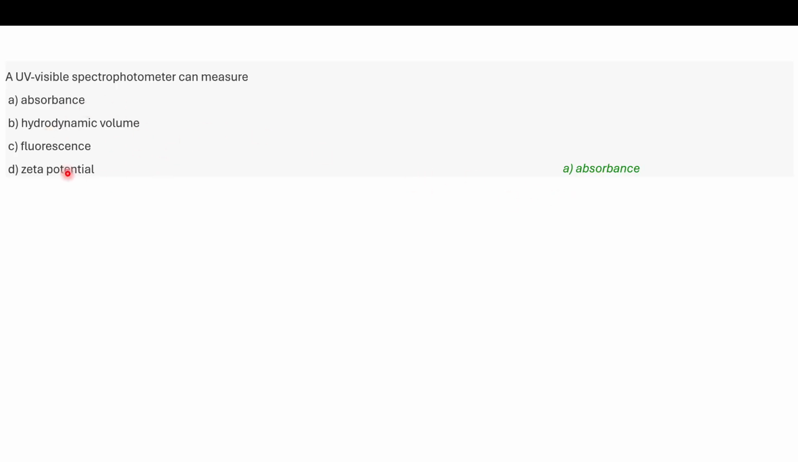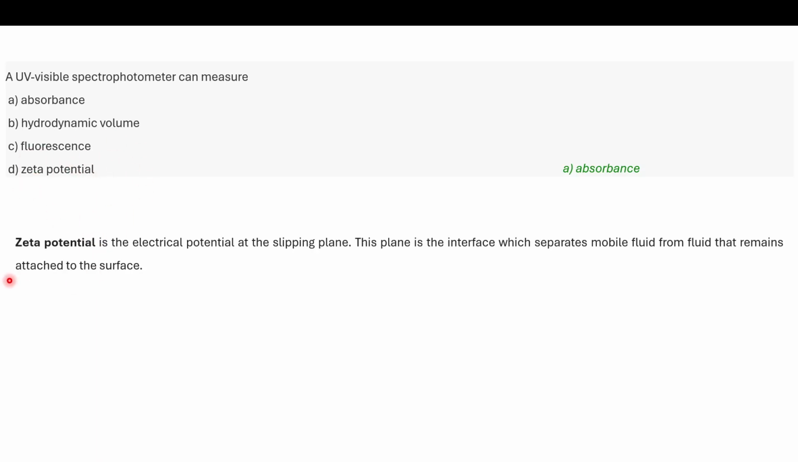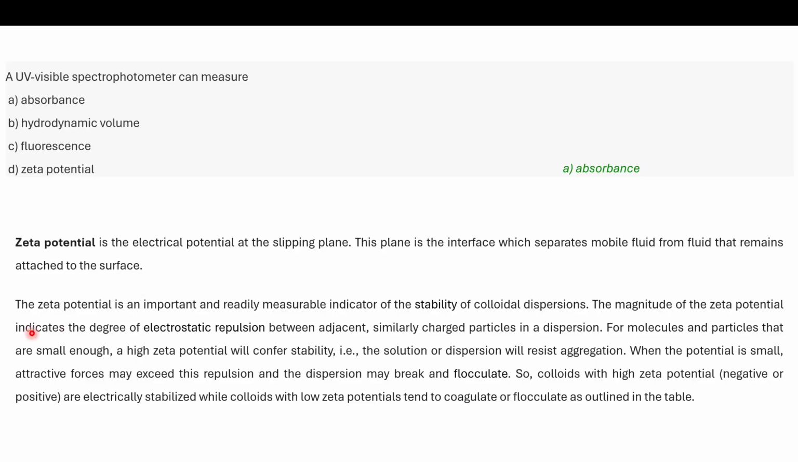So there is this hydrodynamic volume, fluorescence, I guess everyone will know. There is a term called zeta potential here. This is basically the electric potential at the slipping plane. Basically, the interface which separates a mobile fluid from the fluid that remains attached to the surface from where the fluid is slipping off. Okay.